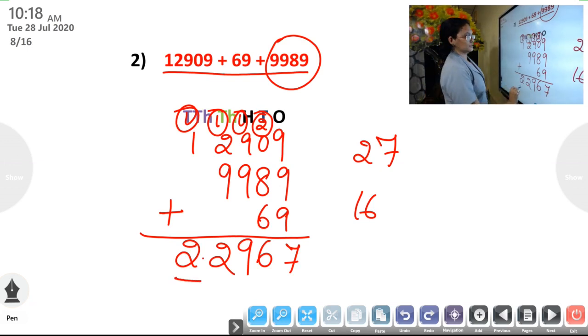So once again we will do it. 9 plus 9 plus 9 we are getting 27. Carry over 2. 8 plus 6 is 14. 14 plus 2 is 16. Carry over 1. Then 9 plus 9, 18 plus 1, 19. Carry over 1. 9 plus 2, 11 plus 1, 12. Again carry over 1, 1 plus 1, 2. So answer is 22,967.